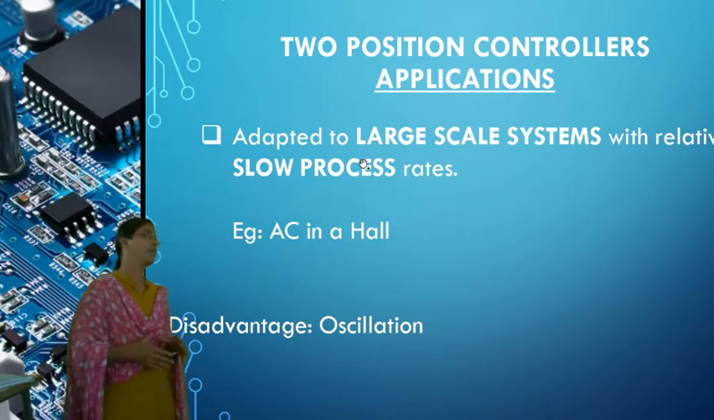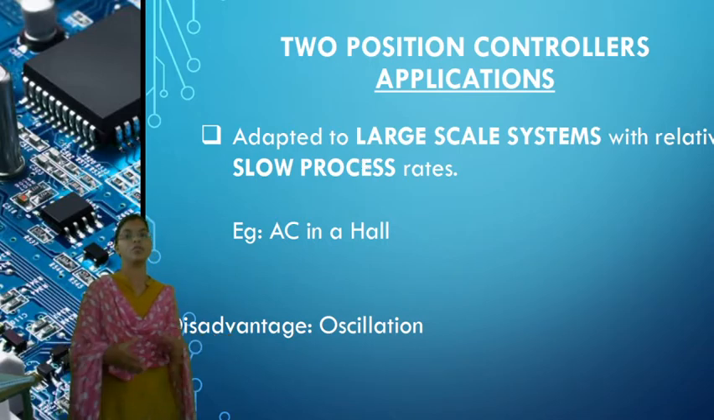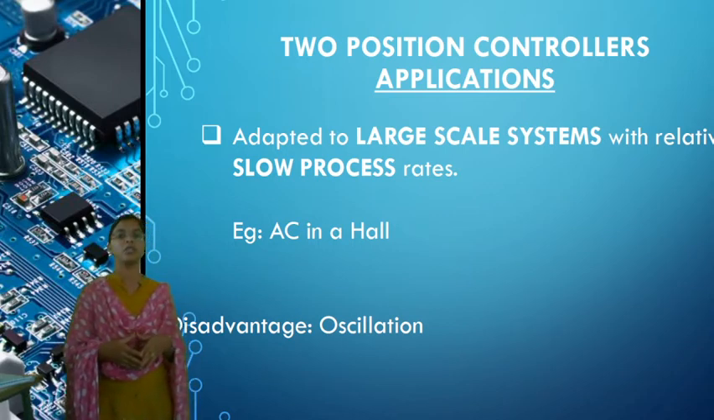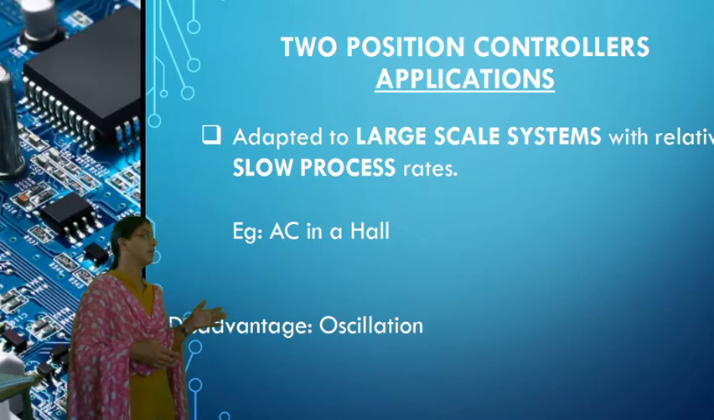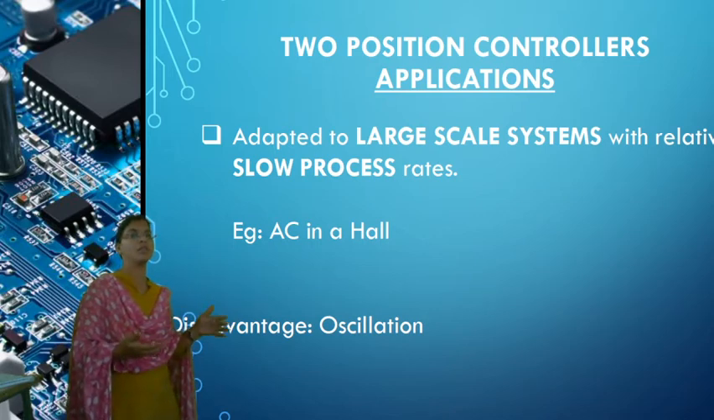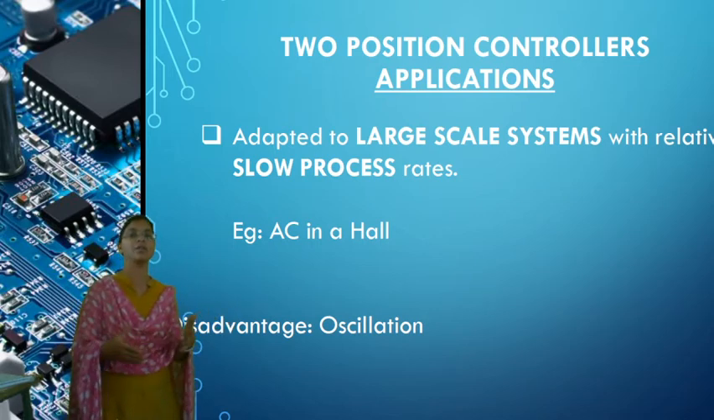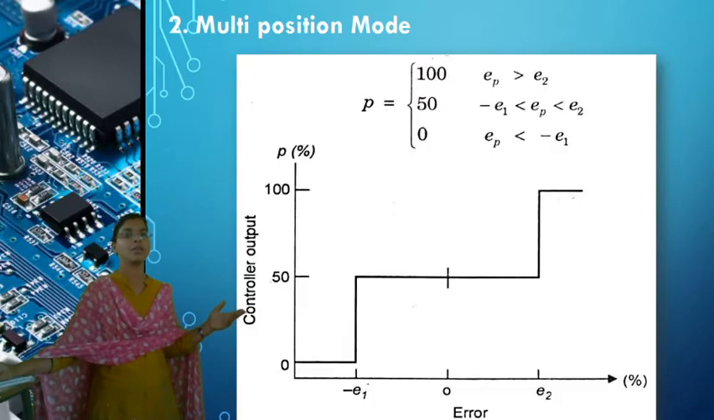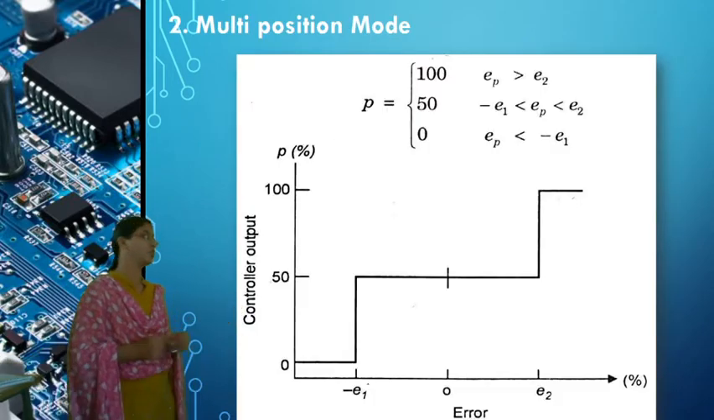This two position control system is applied in large scale systems, like air conditioning in halls. What is the main disadvantage of this? It produces a neutral zone, which means it produces oscillations. So for that we go for multi position control systems.